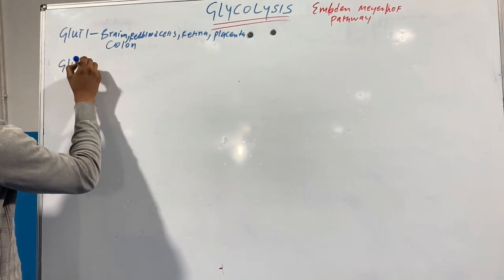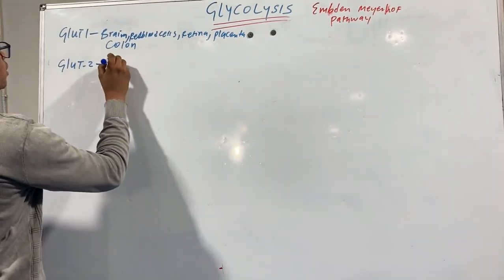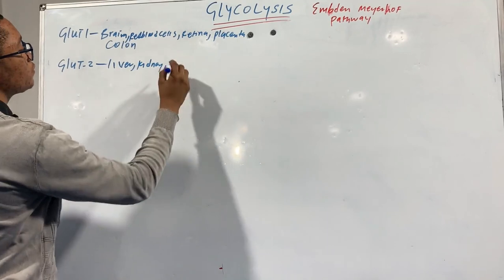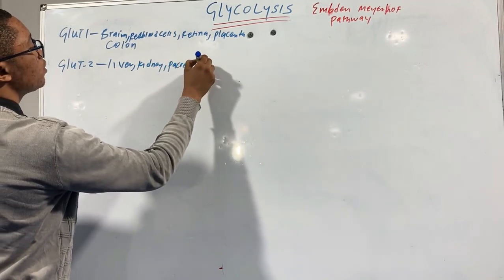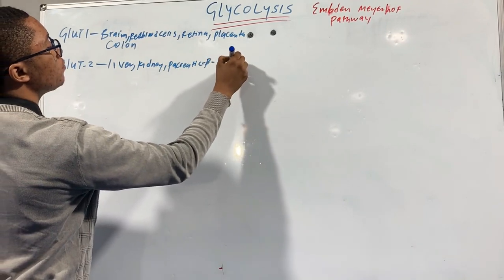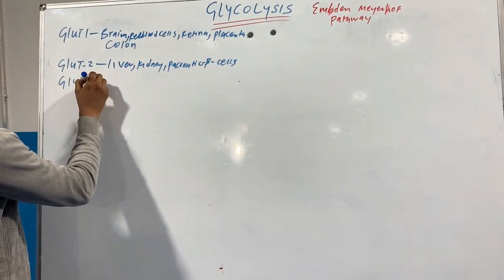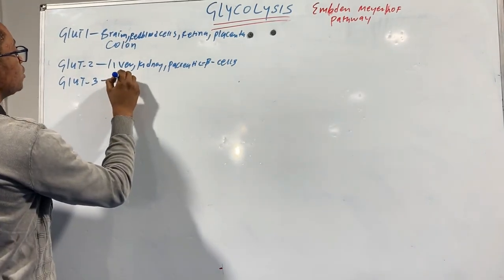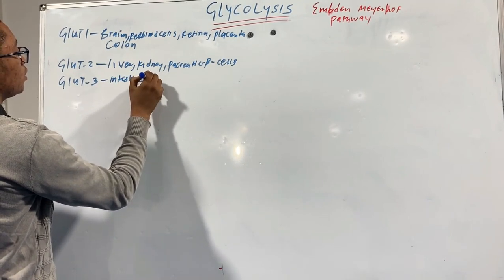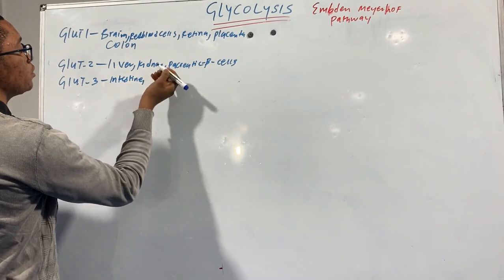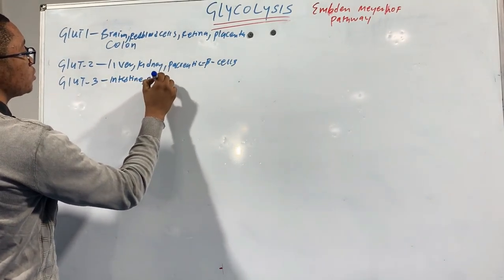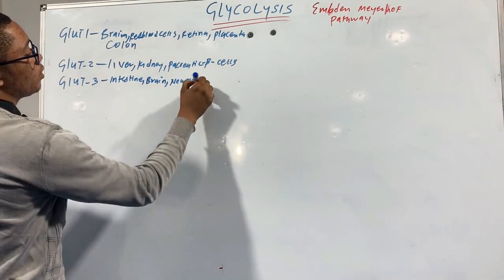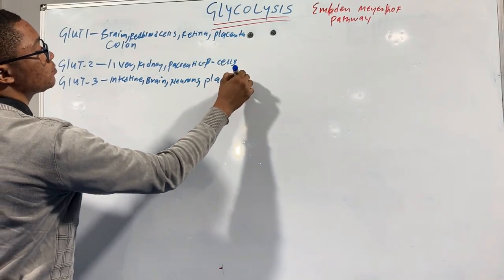Then glucose transporter 2, here it is found in the liver, it is found in the kidney, it is found also in the pancreatic beta cells. Then glucose transporter 3. This glucose transporter 3 is found now in the intestine. It is also found in the brain. It is found in the neurons. Okay, and sometimes in the placenta also.